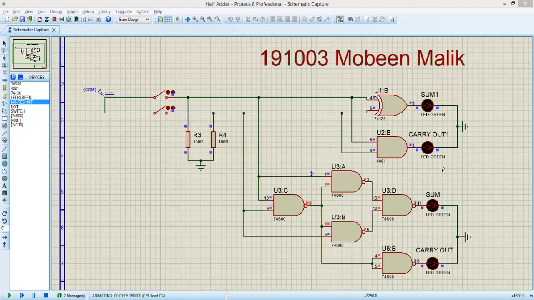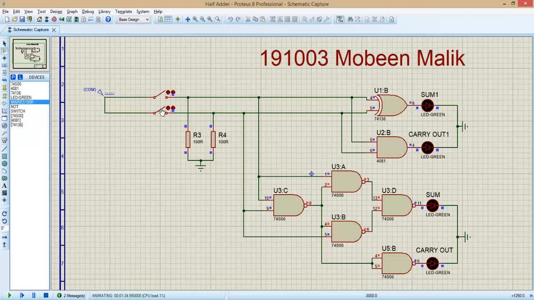So the first circuit I'm going to show you is of a half adder. Now this is the first input A, and this is the first input B. This LED represents the sum. Same goes for here, and these two LEDs represent the carry out. So if I give a single digit 1, you can see the sum becomes 1, and there is no carry because 1 plus 0 is equal to 1.